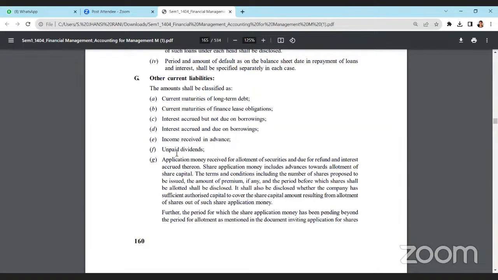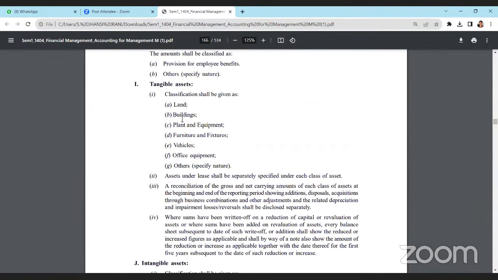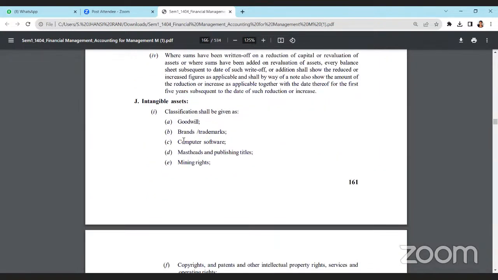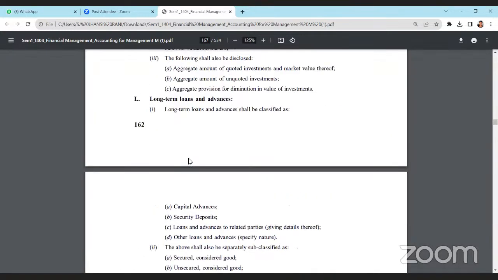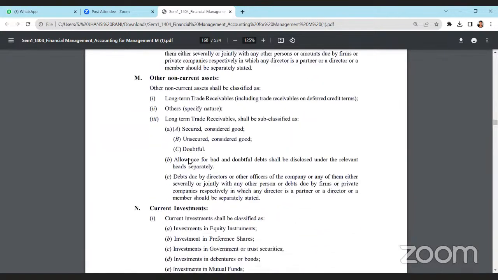Current liabilities means any incomes received in advance, unpaid dividends. Tangible assets: land, building, plant, equipment. Intangible assets: goodwill, computer software, mining rights, copyrights, licenses, trademarks. For each heading you should be able to easily segregate what is current asset, what is non-current asset or fixed asset. And in fixed assets, you should be able to identify what is tangible asset, what is intangible asset. That segregation has to be done clearly.